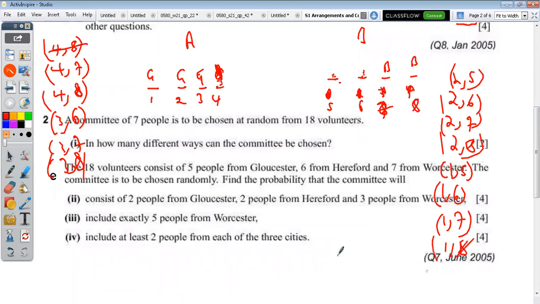How many combinations is this? 1, 2, 3, 4, 5, 6, 7, 8, 9, 10, 11, 12. Wait a minute, did I mess up something? 1, 2, 3, 4, 5, 6, 7, 8, 9, 10, 11, 12, 13. Correct, so it's 13.